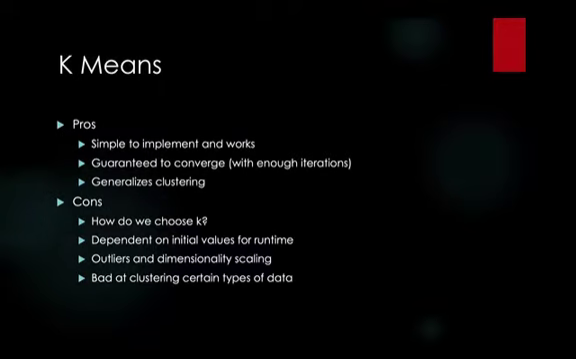So k-means has a few pros and cons, and it's a really classical algorithm, which means all these things have been analyzed pretty well. Some of the pros of k-means is that it's pretty simple to implement, it's pretty simple to understand, and it works. Oftentimes data that is close together is data that is similar to each other. It's also guaranteed to converge to a solution with enough iterations. So if we run this code enough times, we'll be able to get a solution.